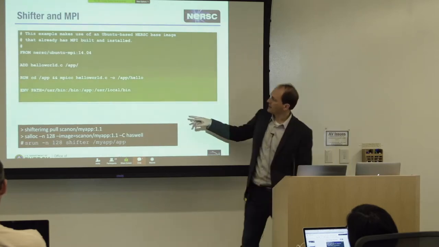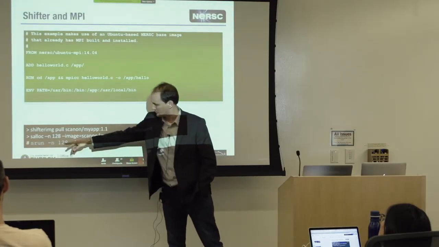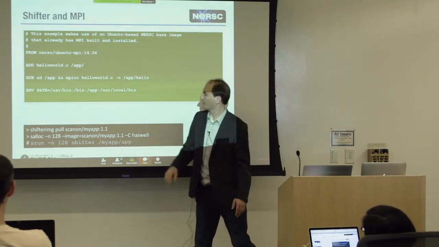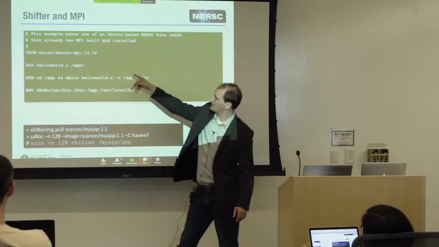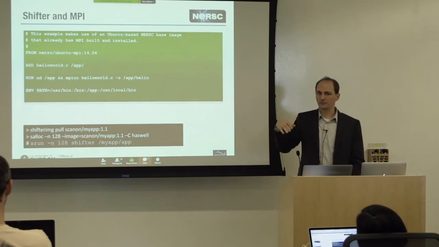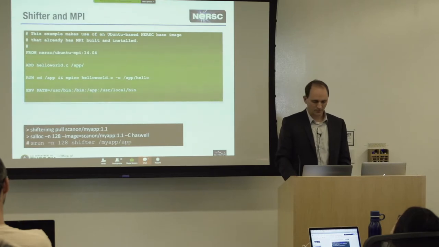So this is an example. Here we're using a base image that we've already constructed, and then we just add in our application. We build it just like we normally would, so there's nothing particularly different. And then when we go to run the application, we just do the srun. The srun's outside of the container space, and then you do shifter and the application. And if you were to look at the Dockerfile for this Ubuntu base image, all you would see is we just took Ubuntu, downloaded MPICH and built it. There's nothing particularly special about it.